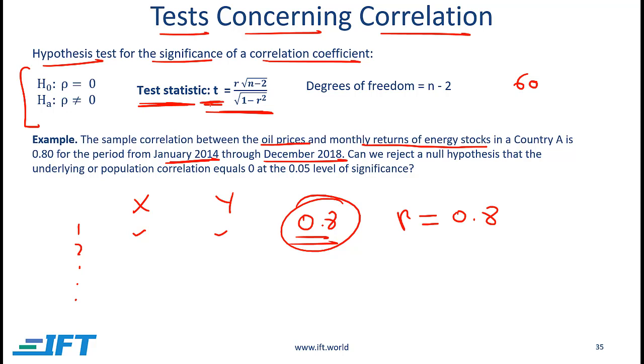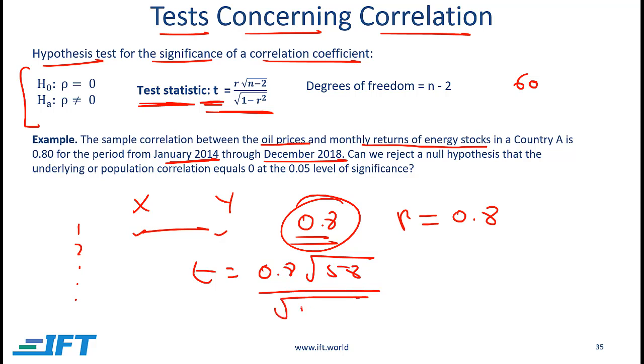So let's calculate the test statistic for our scenario. In our case, the test statistic is 0.8, which is the sample correlation, times the square root of N minus 2. N is the number of pairwise observations. So that is 60 minus 2, which gives us 58, divided by the square root of 1 minus r squared. R is 0.8, so 1 minus 0.8 squared, and this will give us 10.15. So our test statistic is 10.15.